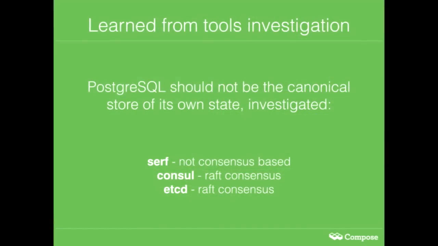The things that we learned is that Postgres should not be the canonical data store for its own state. If you have a leader, a primary, the way that Postgres streaming works is that information gets streamed over to the secondary. The secondary, the follower, only has information that it's been streamed. So if there was a network partition between the two and it didn't get streaming data, it couldn't give you canonical information about the health of the entire cluster as a whole.